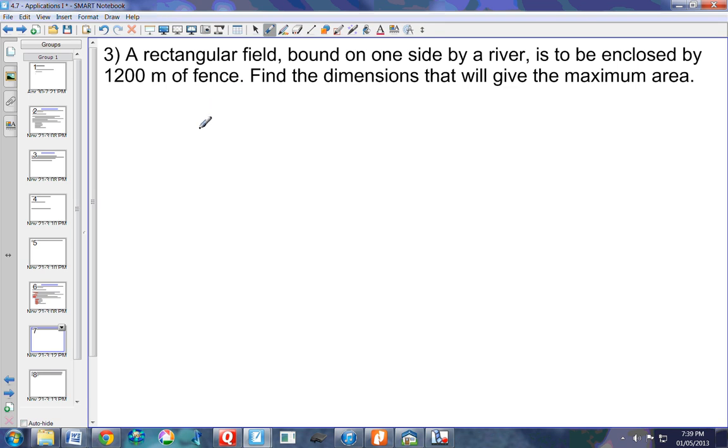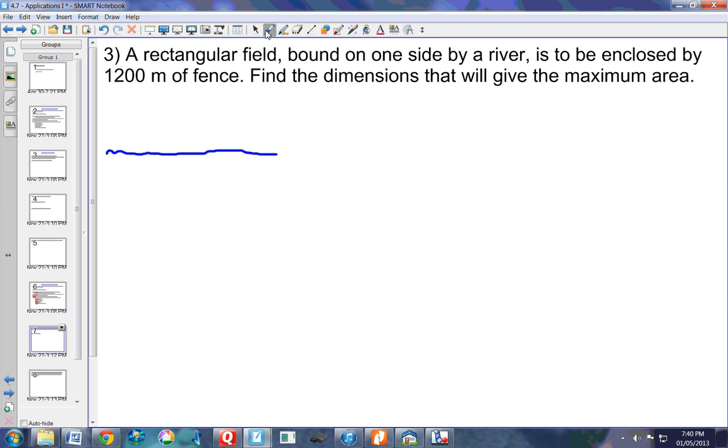A rectangular field bound on one side by a river is to be enclosed by 1,200 meters of fence. Find the dimensions that will give the maximum area. Well, step number one in this one, I would suggest going with the diagram before we worry about a let statement. So a rectangular field bound on one side by a river is to be enclosed by 1,200 meters of fence. Okay, start off by drawing a river here.